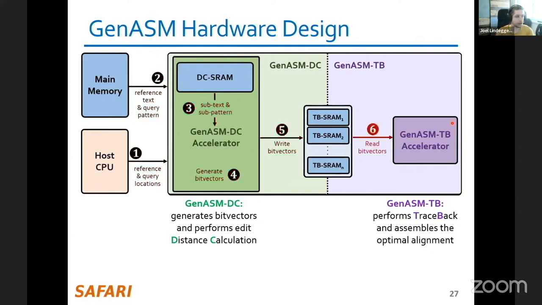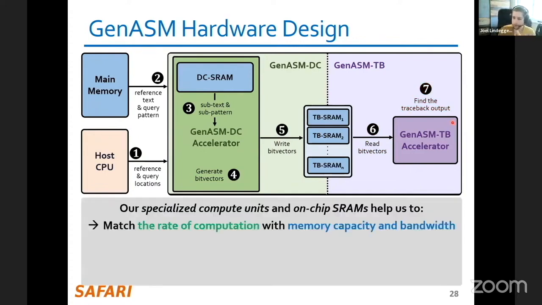So I'll quickly animate through here. But as you can see, we start on the left essentially, and we give it query locations. We extract part of the reference and read strings from memory, send it to on-chip memory, do computation over there, write the table that we computed to more on-chip memory, read it again, do traceback, and we're done. So it's a nice flow diagram.